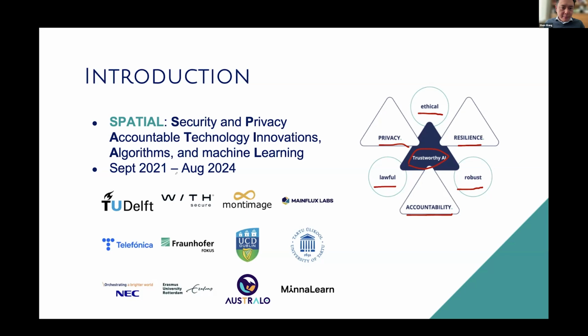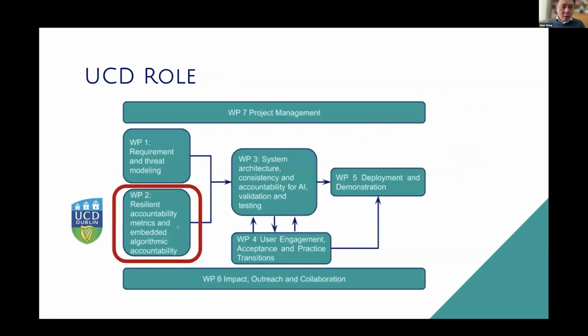Our project started quite a while ago and will be due in August later this year. This project involves 12 partners from different European countries, across different universities, research institutions, and SMEs. This is the overall work package structure for the Spatial project. The role of UCD, University College Dublin, is mainly to bridge the technical requirements and a more integrated Spatial platform development.